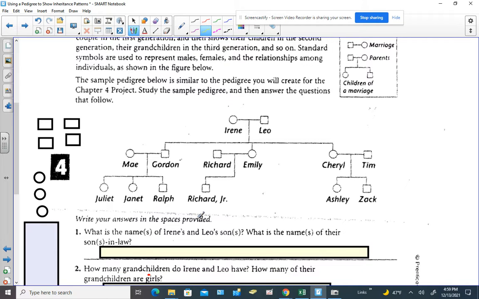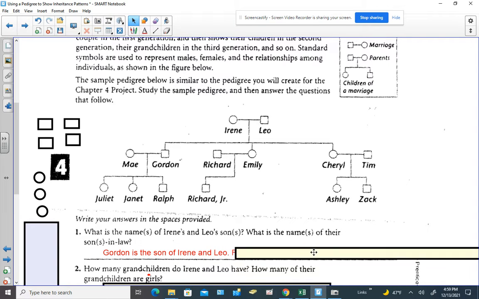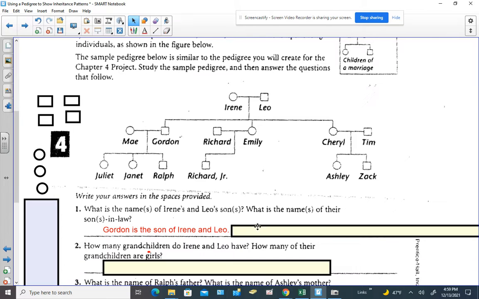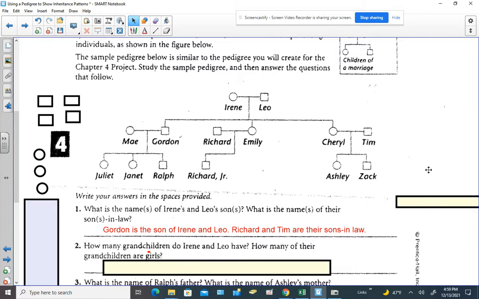Write your answers in the spaces provided. What is the name or names of Irene's and Leo's sons? What is the name of their sons-in-law? So if we follow the stick and look directly at their children, their children would be Gordon, Emily, and Cheryl. Now, which one are sons, because they have daughters? The way we determine that is we look for the squares. So Gordon is their son. Now, who are these two? Two Irene and Leo. Richard married their daughter Emily. Tim married their daughter Cheryl. So that makes Richard and Tim their sons-in-law. So let's write that down. Gordon is the son of Irene and Leo. Write that down. If you need more time, hit the pause button. And Richard and Tim are their sons-in-law.